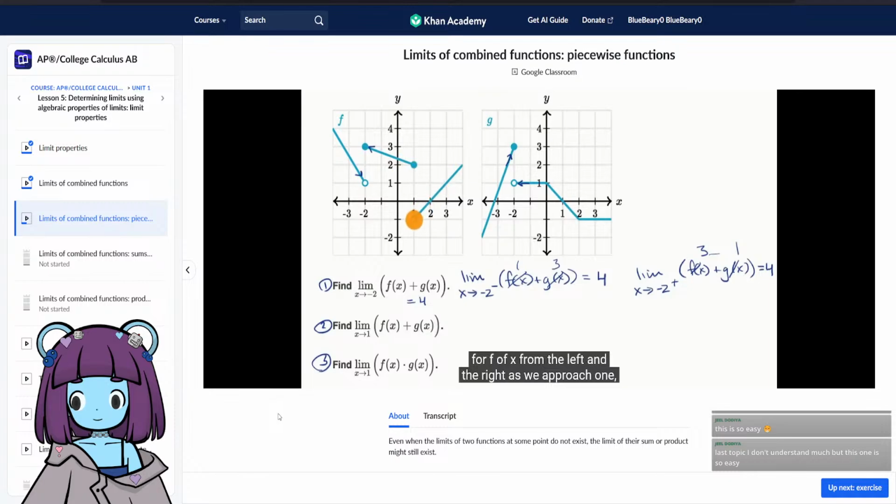So if the individual limits themselves don't exist, you can break it up and look at it from the right and left side, and then if they equal the same thing, you can say that that limit equals that. That's interesting.